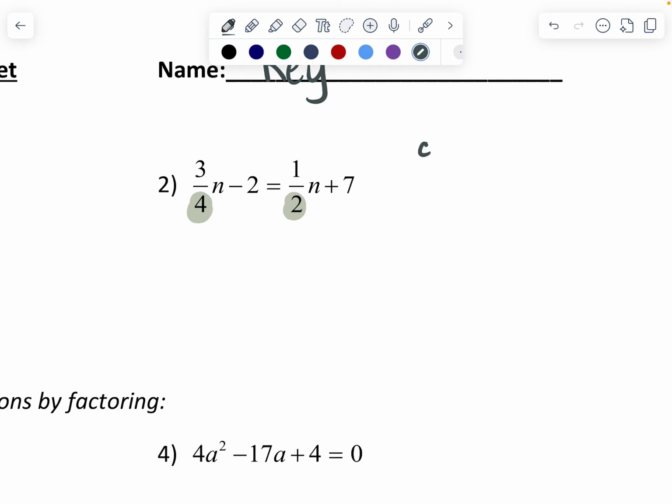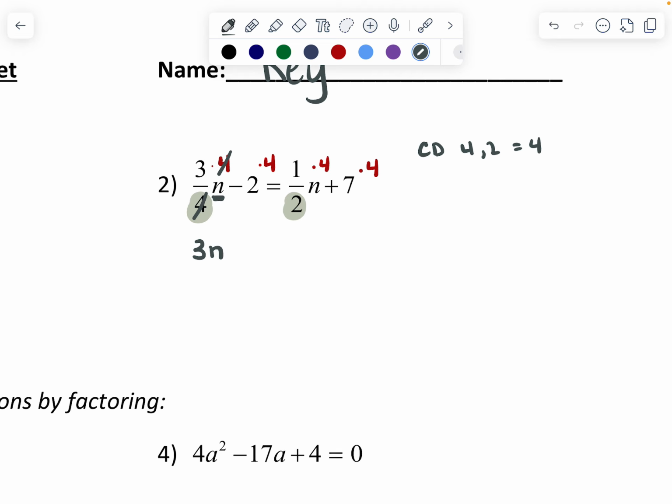So I know that the common denominator for 4 and 2 is just 4. It's a number that both of them go into. So what I'm going to do is multiply all of these terms by 4. I have to do it to every single term, though, to keep my equation balanced, okay? So in the first one, the 4 and the 4 are going to cancel, leaving me with a 3n. Don't forget the n.